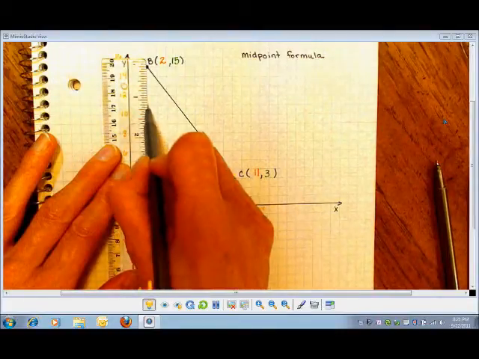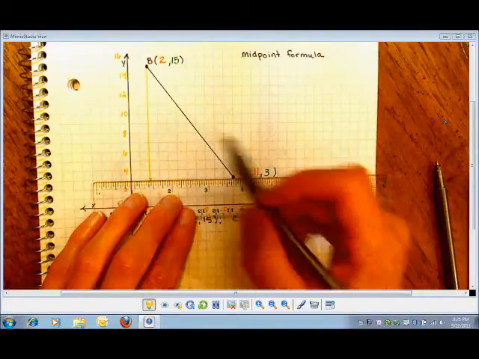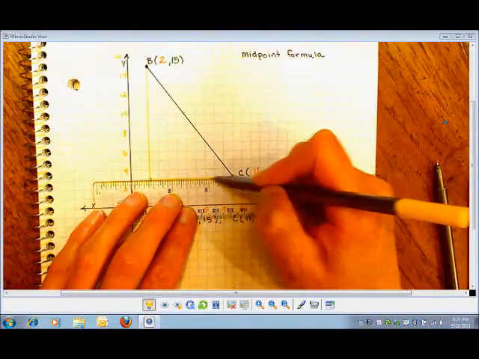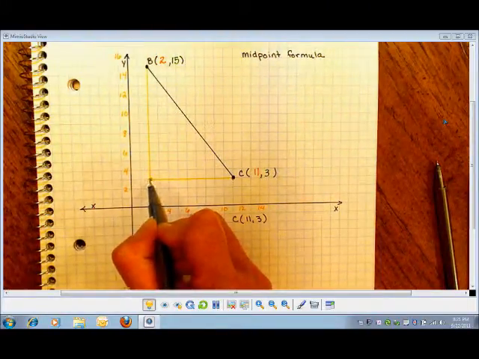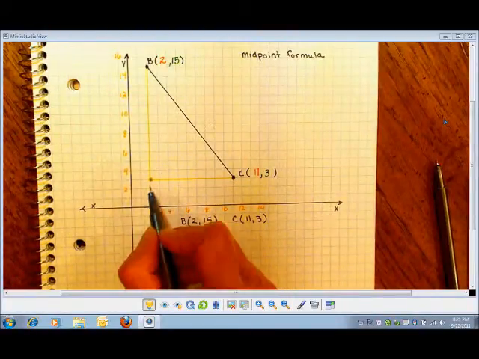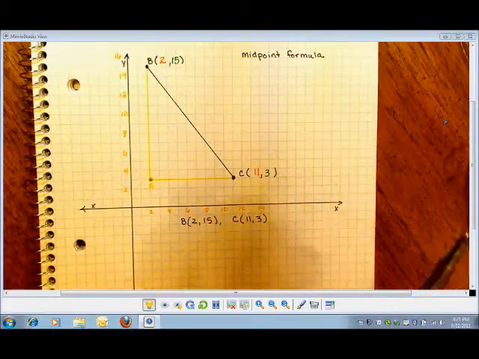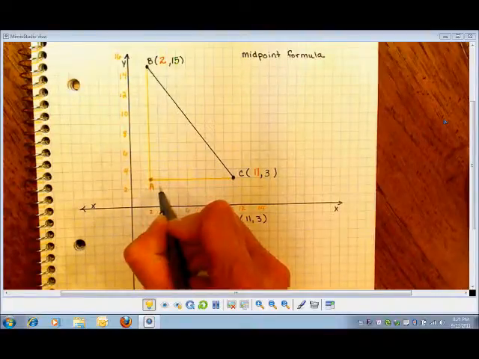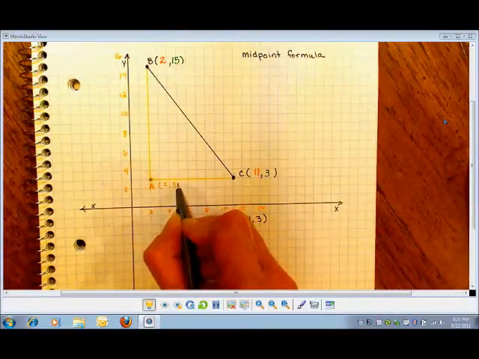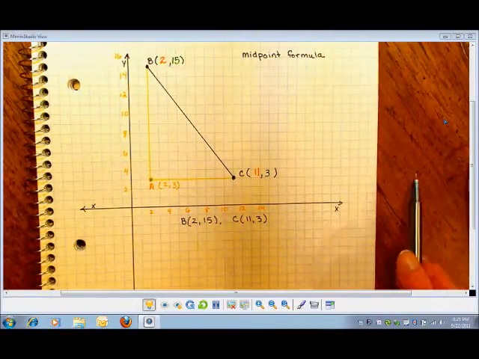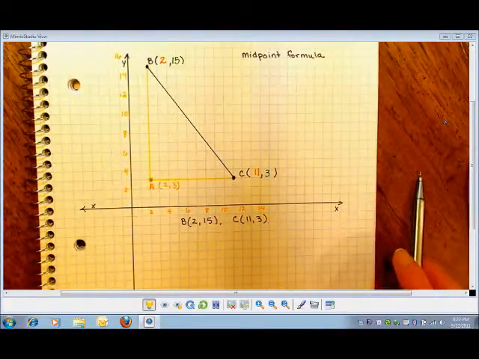This is my y distance, and this is my x distance. Those form a right angle at a point, which I'm going to call A, and A exists at the coordinate 2, 3. First we're going to do this by counting, and then we're going to do a little bit of math, and then we're going to do a little bit more math.